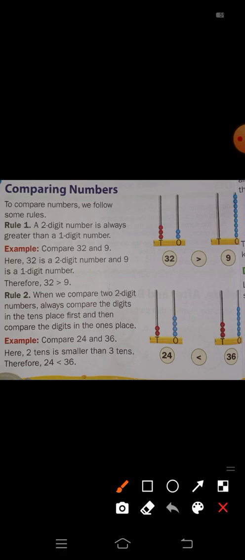Yes, in last class which points did we learn? In last class we discussed before, after and in between numbers. Is it correct? Yes. So in today's class we go through the first point, that is comparing numbers.